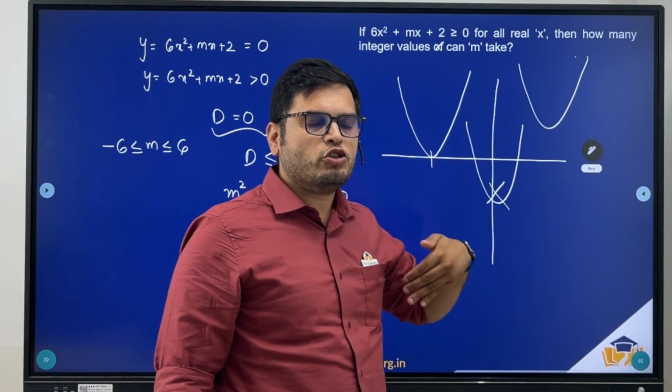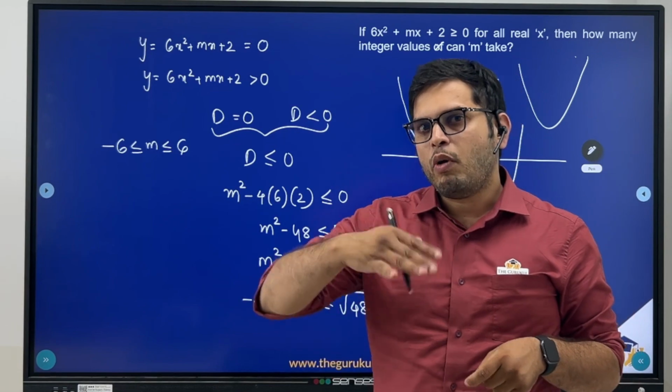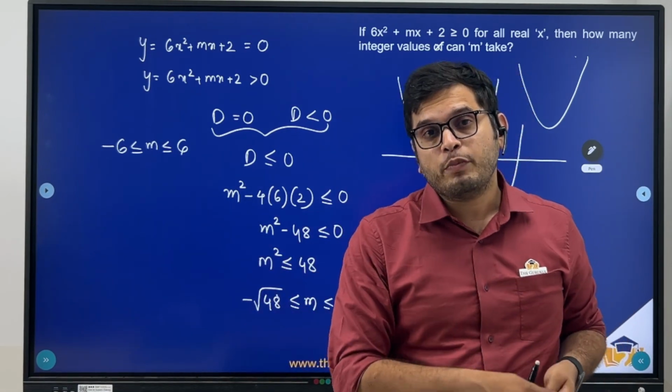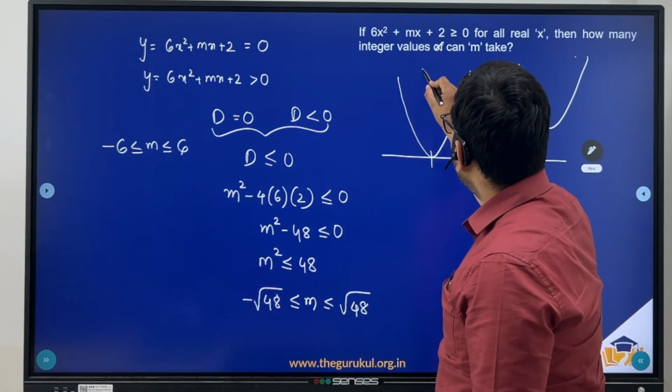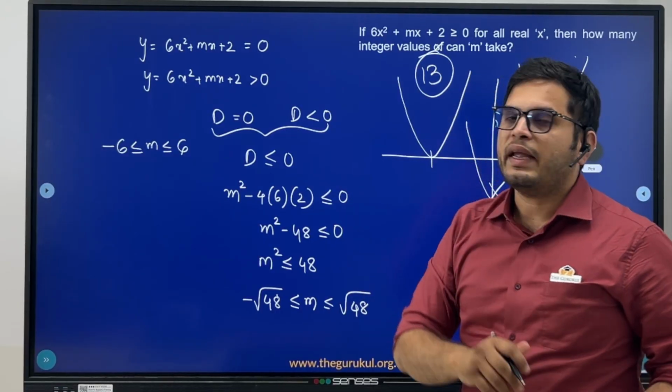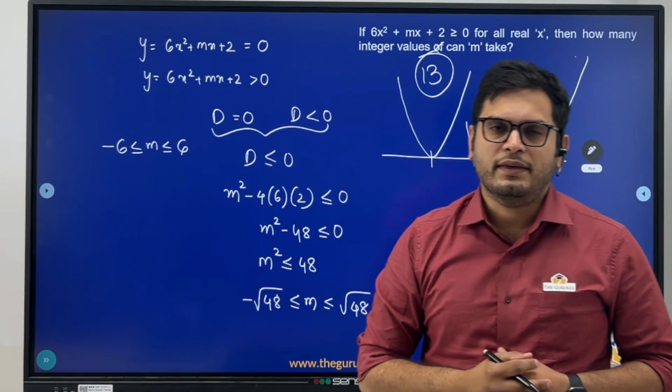From minus 6 to minus 1 you have 6, 1 to 6 we have 6, and m can also be 0. So in total you have 13 values that m can take. So the answer for this question should be 13.